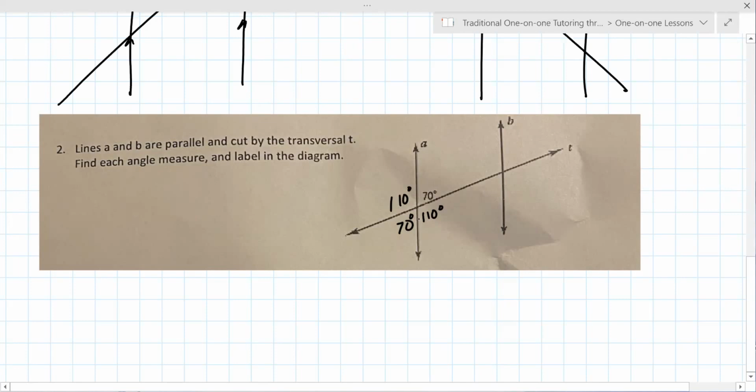And then you have to go back and use one of the things we talked about. For example, I like to find alternate interior angles first. So this is 110 because these are alternate interior. There are so many options here. 70 and 110, they're same side. Once you have one of the angles, you can find all the rest. Like this is 70, this is 70, because they have to add up to 180. And same thing here.